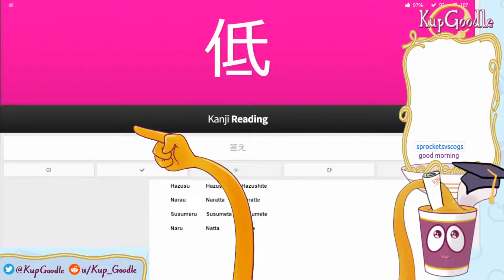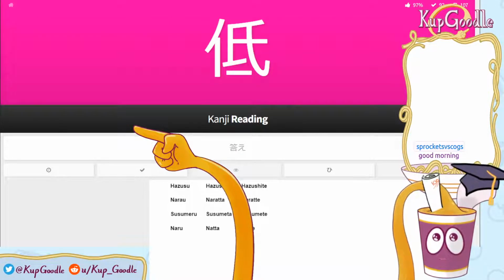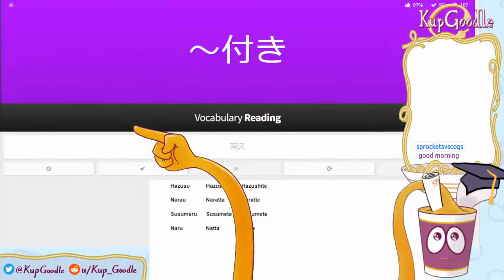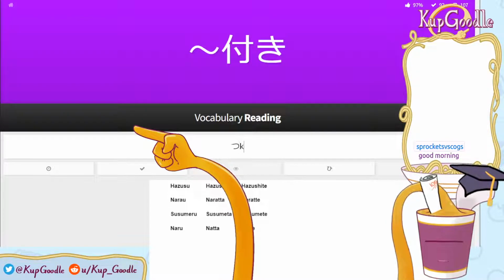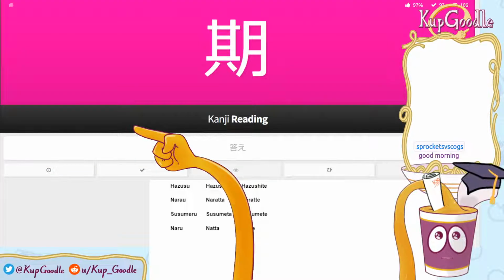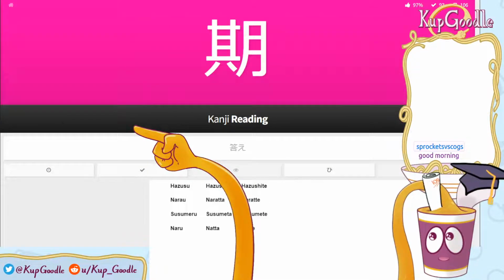That's low on the ground. Tater tots pretty low on the ground. Tsuki. Tsuki. Tsukitsuki, including the moon.